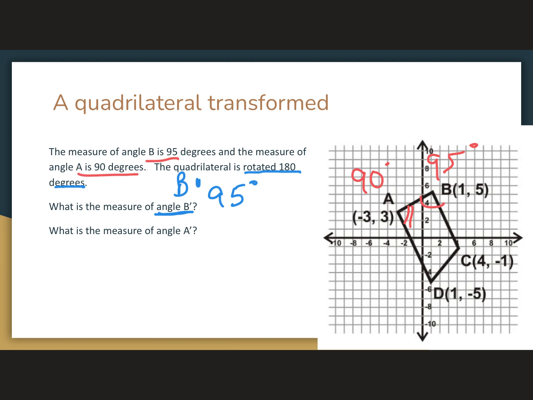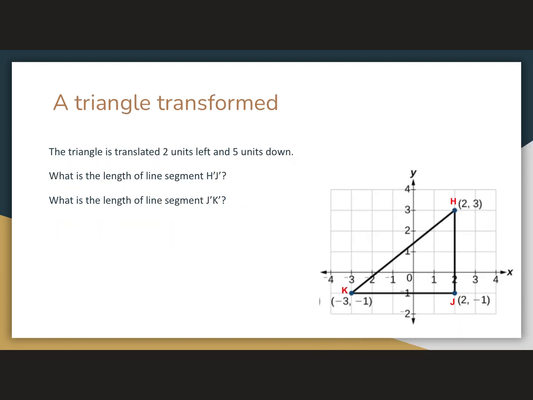The next question asks you, what is the measure of angle A prime? Well, again, what do I know about angle A? Angle A is 90 degrees. So A prime is still 90 degrees. Because remember, we're making a congruent image. That means the angles are not going to change.